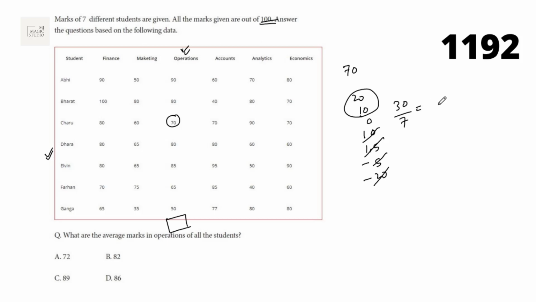30 by 7 is 4.28. That means the average is 70 plus 4.28, that is 74.28. And there is no option 74, but the closest option is 72. So I'll prefer marking option A.